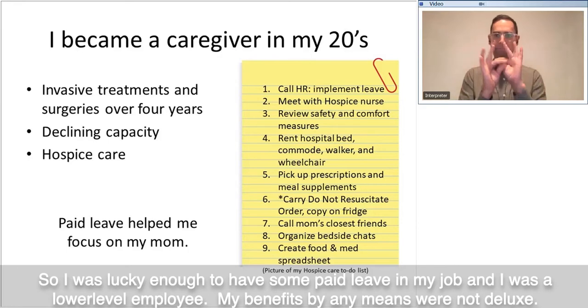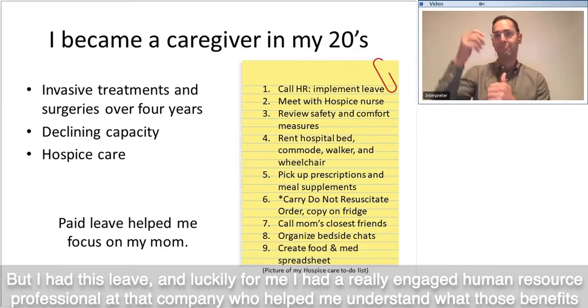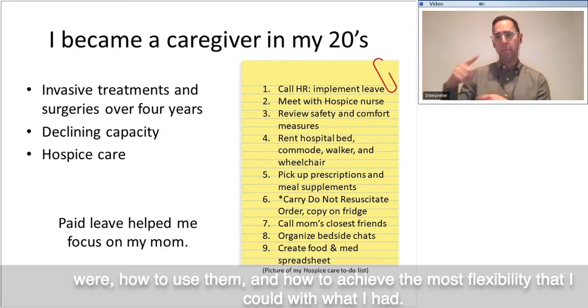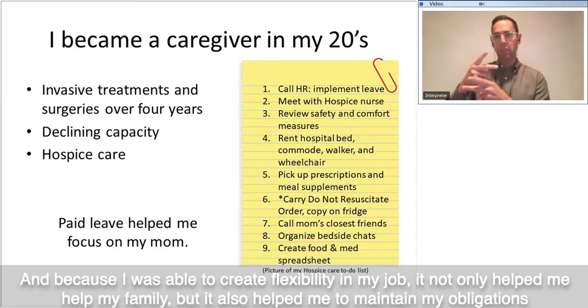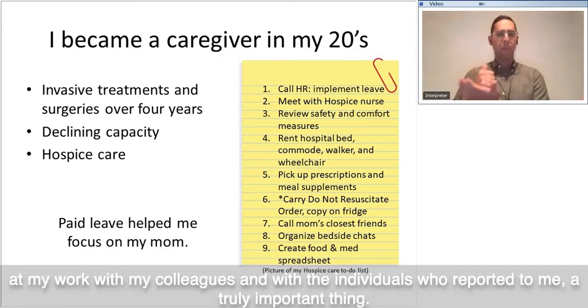So I was lucky enough to have some paid leave in my job, and I was a lower level employee. My benefits by any means were not deluxe, but I had this leave. And luckily for me, I had a really engaged human resource professional at that company who helped me understand what those benefits were, how to use them, and how to achieve the most flexibility that I could with what I had. Because I was able to create flexibility in my job, it not only helped me to help my family, but it also helped me to maintain my obligations at work with my colleagues and with the individuals who reported to me. A truly important thing. Next slide, please.